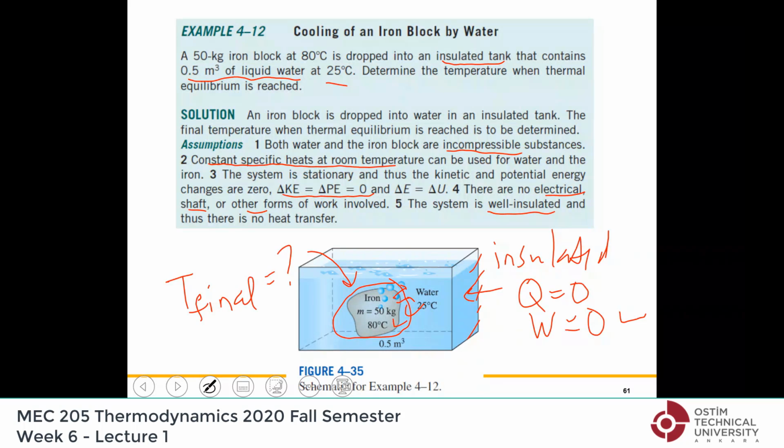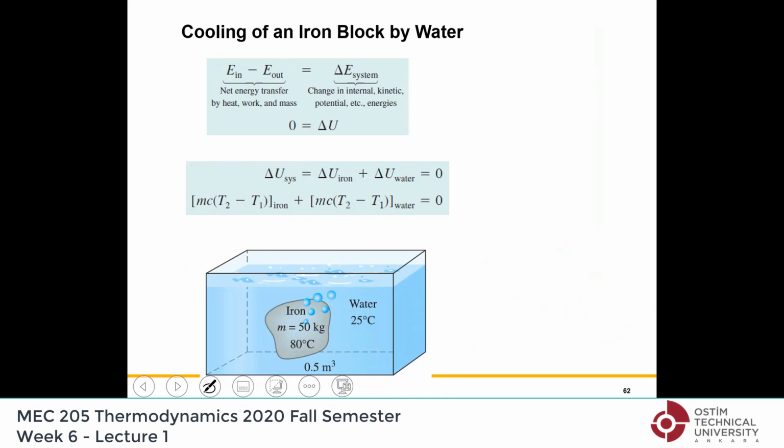Okay. By this, we take the system as the iron plus the water. That is, the inner surface of the tank is the system boundary, right here. The inner surface of the tank, whatever is in the tank, which is water and iron. Okay. So we make sure that we understand the problem.